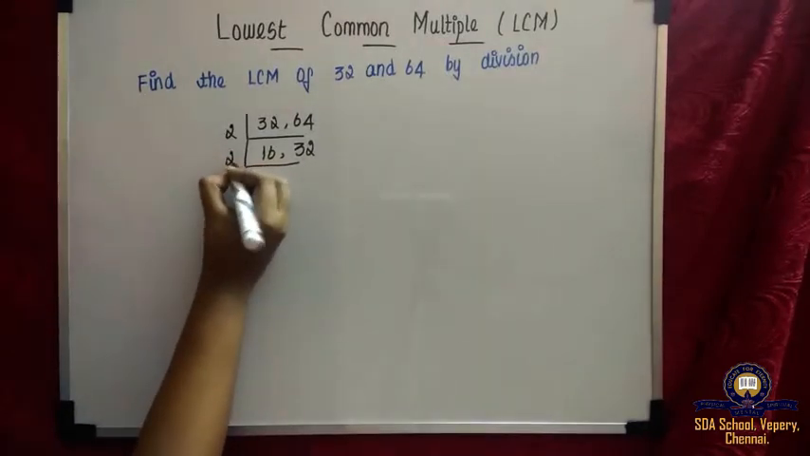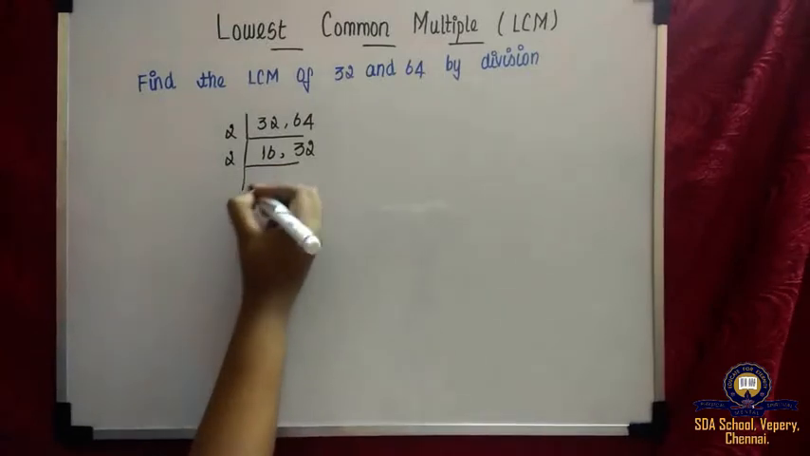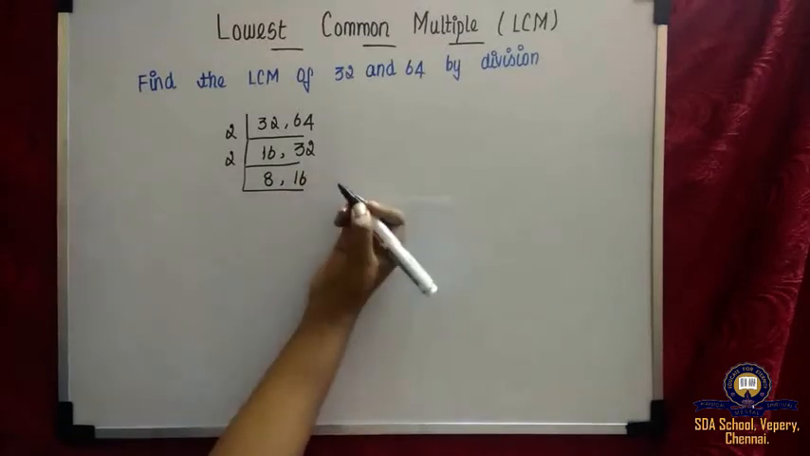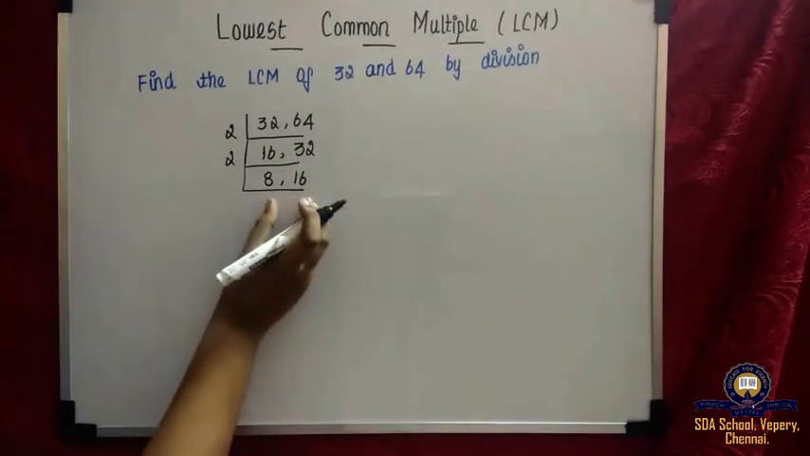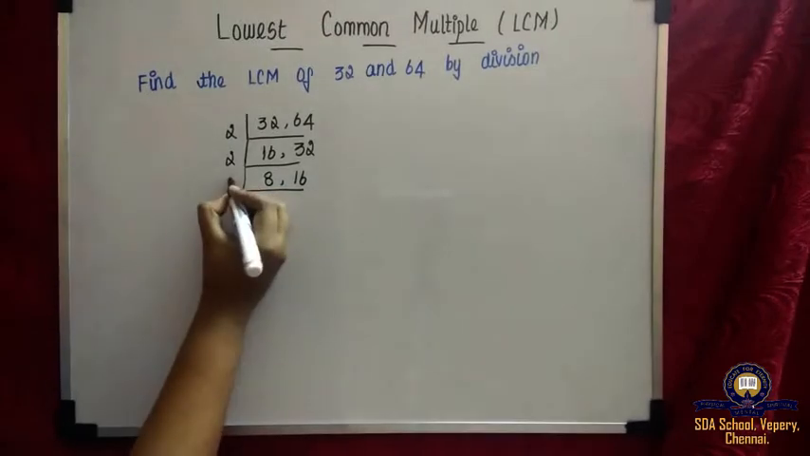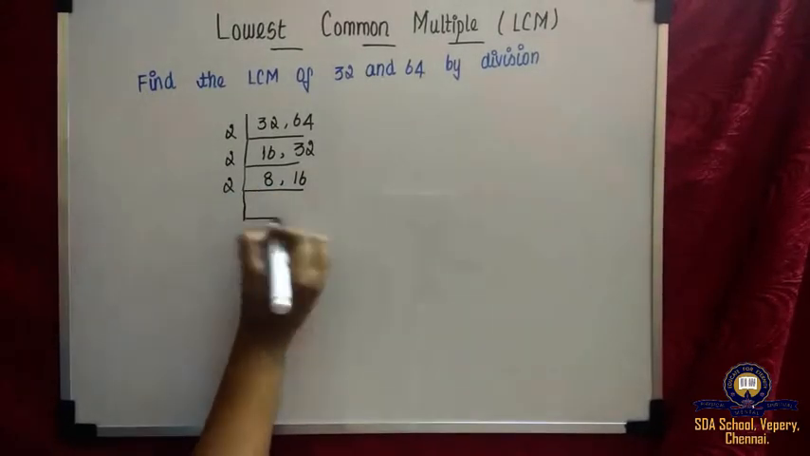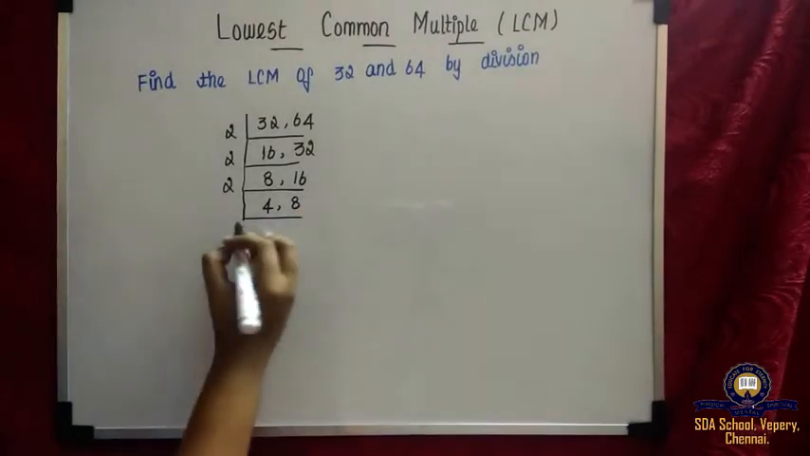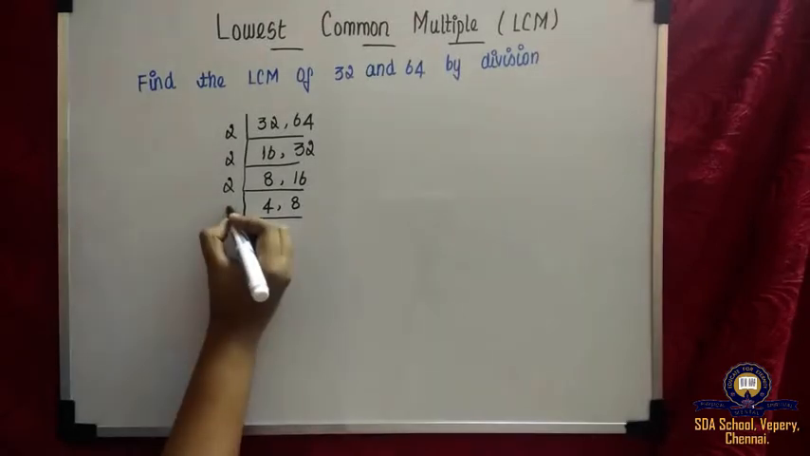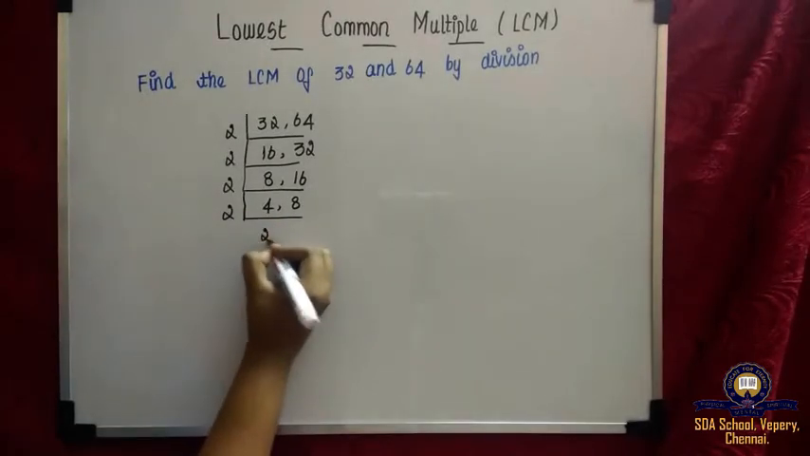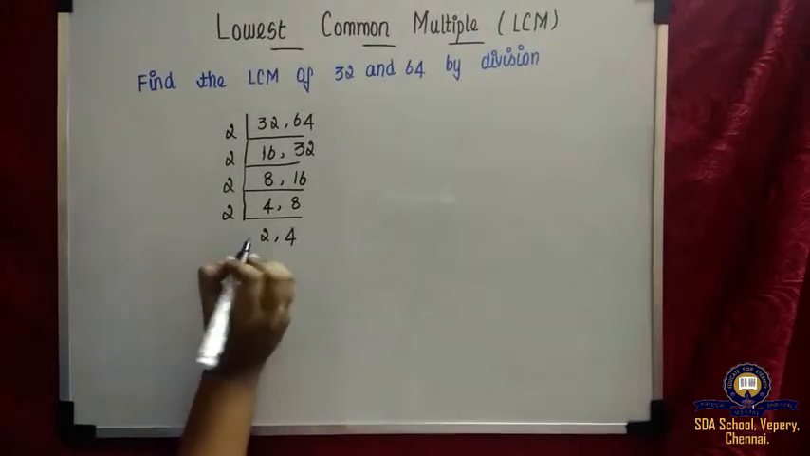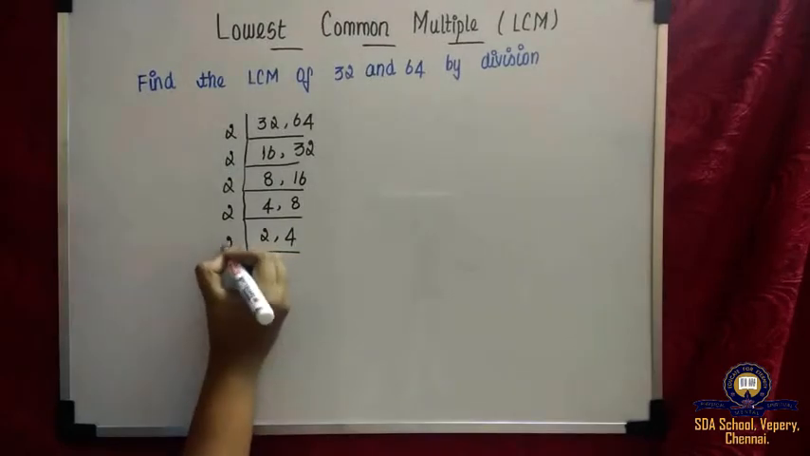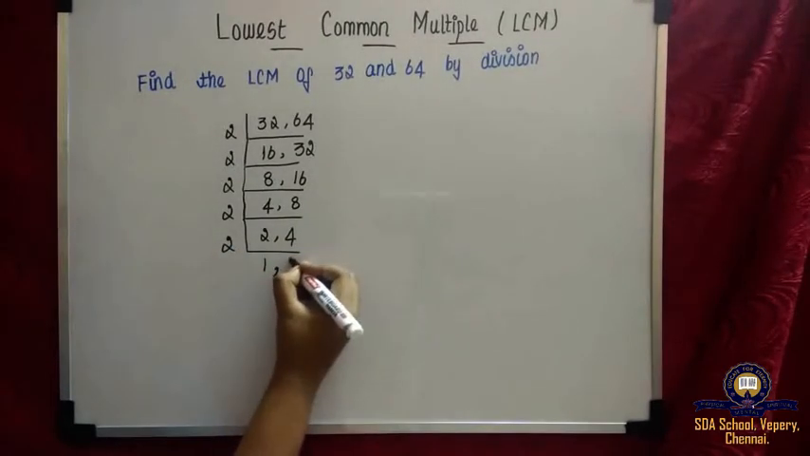2 divides 16 and 32. 2 8s are 16. 2 16s are 32. Again, 8 and 16 have a common factor 2. 2 4s are 8. 2 8s are 16. So 4 and 8 will go in 2, right? 2 2s are 4. 2 4s are 8. Again 2 and 4 will go in 2. 2 1s are 2. 2 2s are 4.